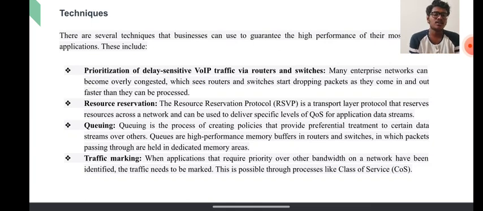Resource reservation. The Resource Reservation Protocol (RSVP) is a transport layer protocol that reserves resources across a network that can be used to deliver specific levels of QoS for application data streams. Queuing is the process of creating policies that provide preferential treatment to certain data streams over others. Traffic marking. When applications that require priority over other bandwidth on a network have been identified, the traffic needs to be marked. This is possible through processes like class of service (CoS).